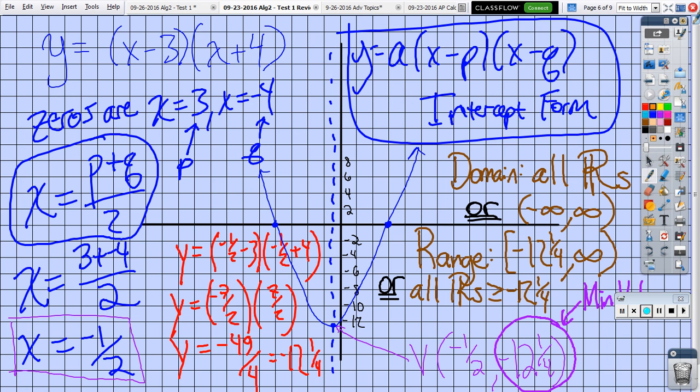So when you add 3 and negative 4, you get negative 1. Negative 1 divided by 2 is negative 1/2, so that is the axis of symmetry. That's why it's the average of p and q.